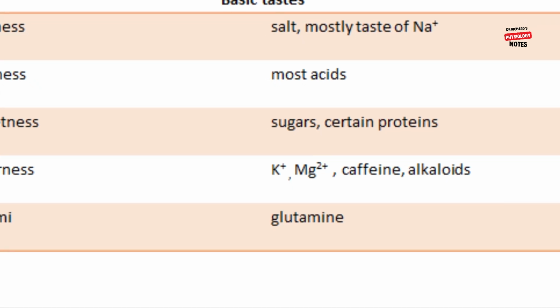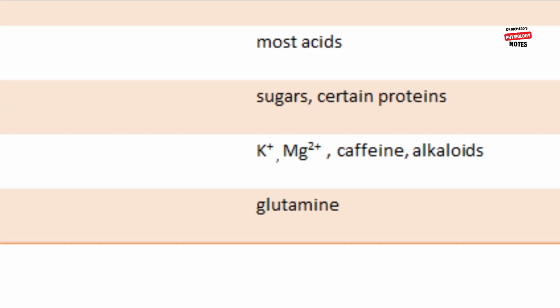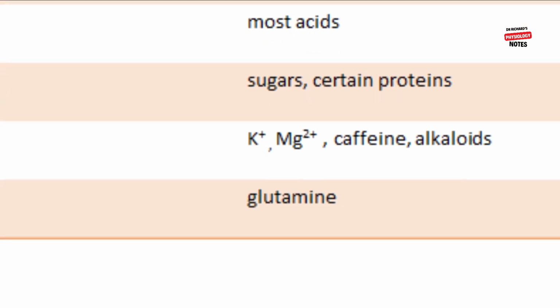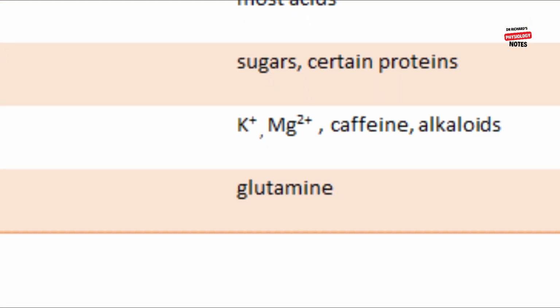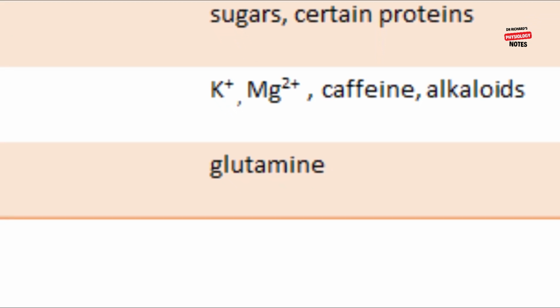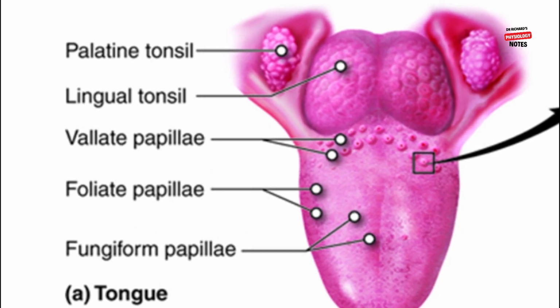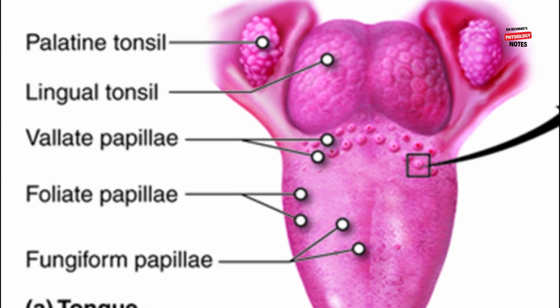Sweetness comes from the taste of sugars and certain proteins, and bitterness from potassium, magnesium, caffeine, etc. Umami is the most recent taste sensation described, and mostly comes from the taste of glutamine. Taste is associated mainly with the tongue, although there are taste receptors on the palate, and epiglottis as well.